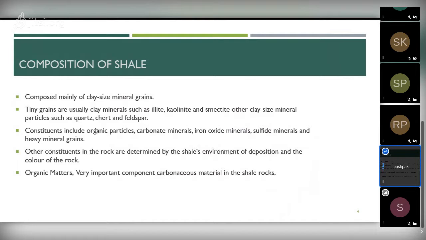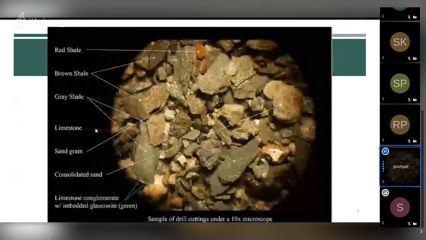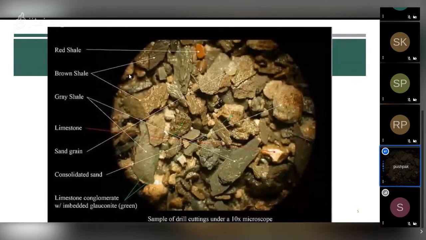You can see in the image, a microscopic image, various shales: red shale, brown shale, gray shales, the presence of limestone, sand grains, consolidated sands, etc.